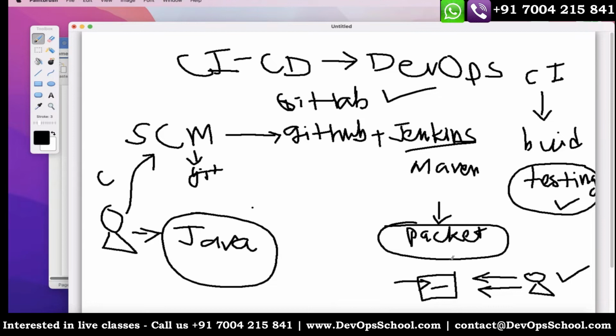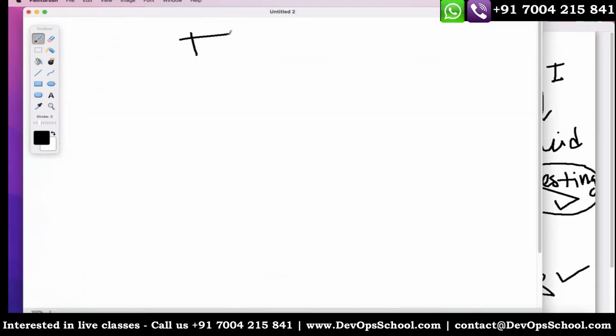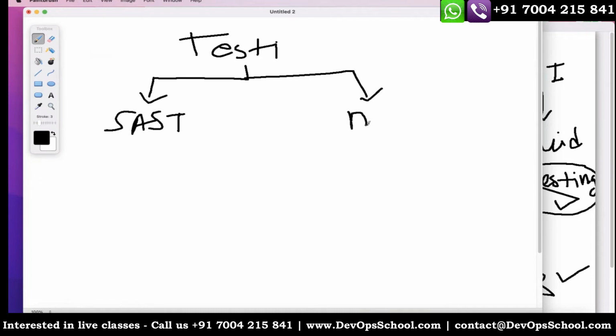So basically, when we talk about testing in this particular DevOps cycle, we talk about two types of testing. The first type of testing we'll be calling SAST, and the other type of testing we'll be calling DAST. So now there are two types of testing, SAST and DAST.